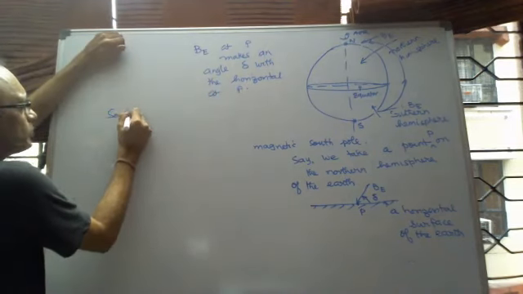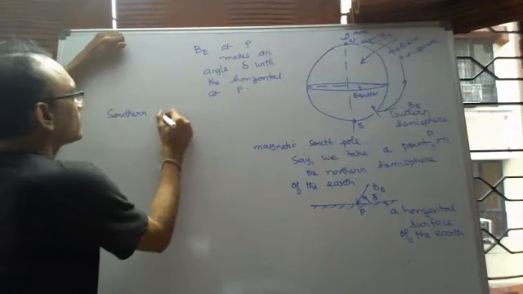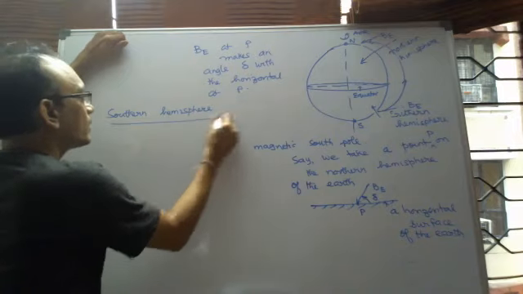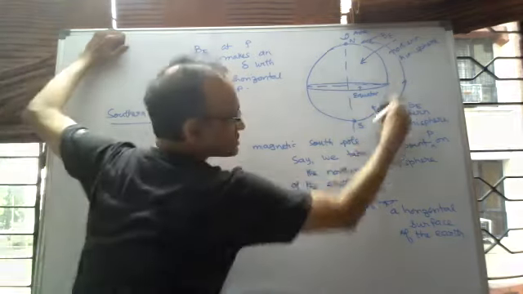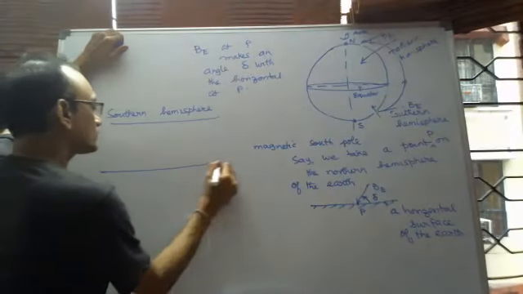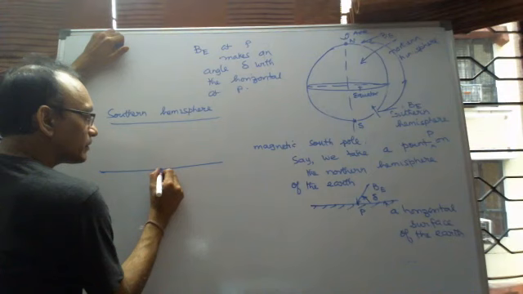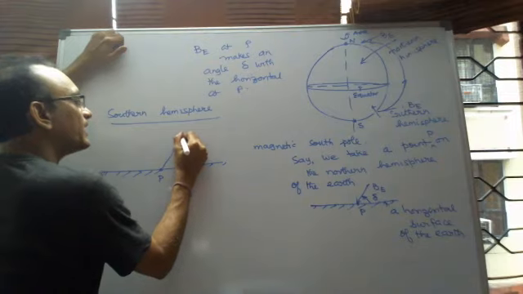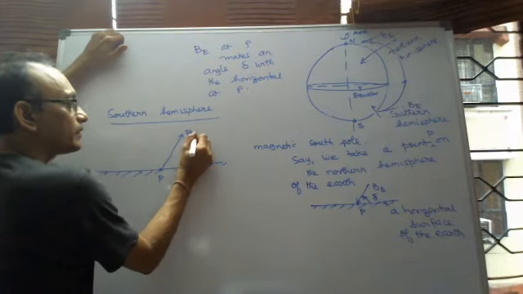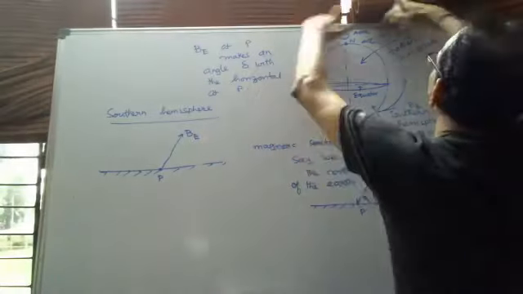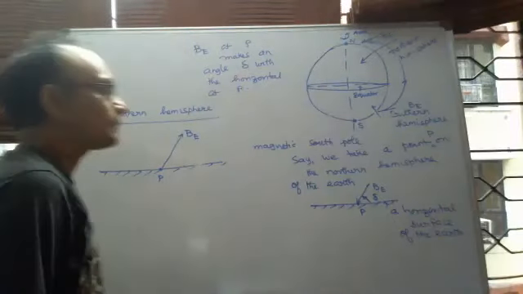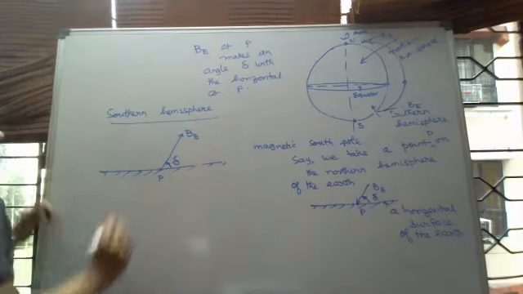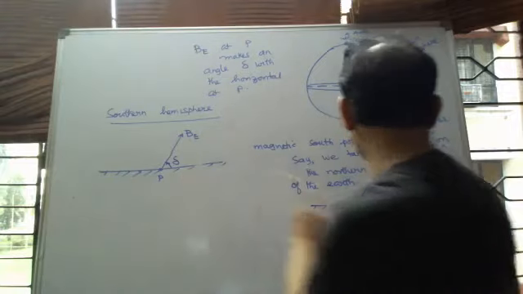If P is any point on the southern hemisphere, this is the horizontal surface at P. P is a point on the southern hemisphere, so BE will come out, because the magnetic field goes from the southern hemisphere to the northern hemisphere. And this will be the angle delta which the magnetic field makes with the horizontal in either case.